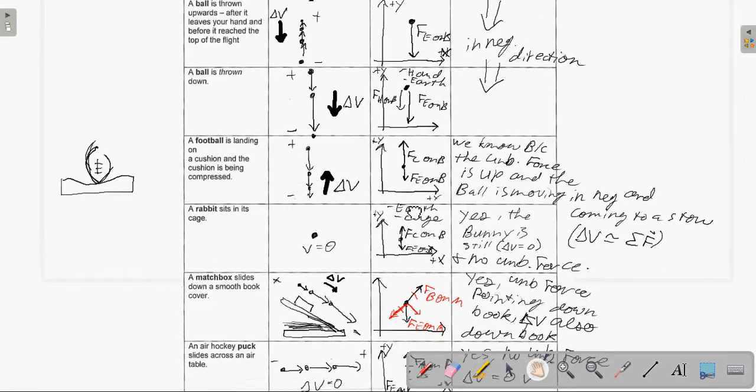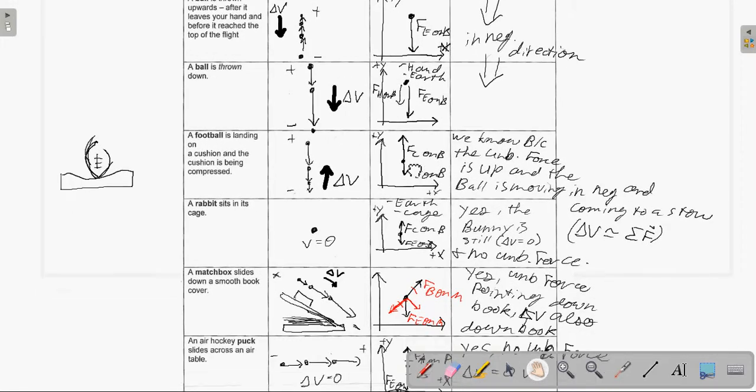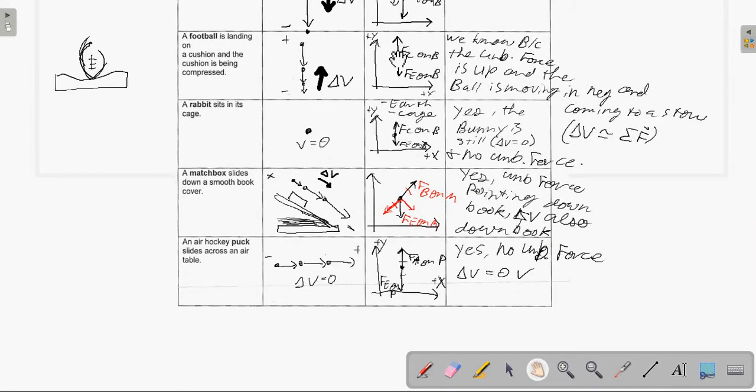Notice that every time I ask if it corresponds, I'm asking basically, are the delta V arrow and the unbalanced force in the same direction? If they are, then they do correspond. If they don't, then you probably did something wrong, unless it's a problem that I'm asking you.